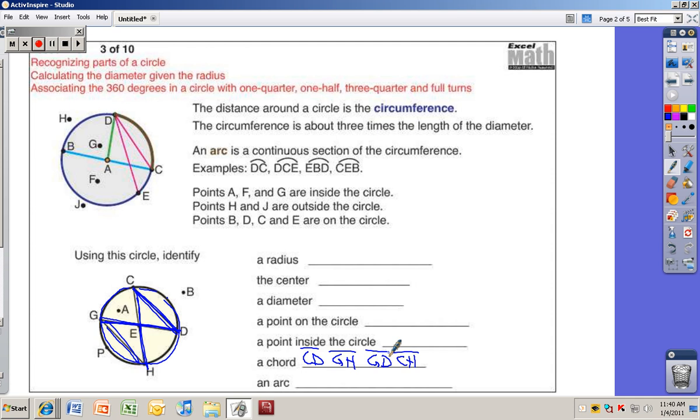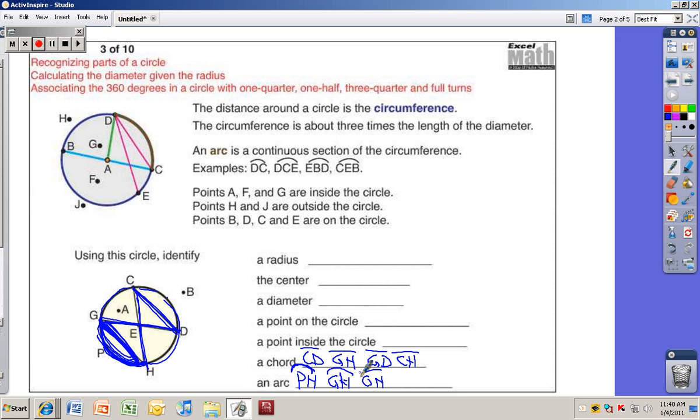How about an arc? Can you name an arc? Good. From P to H is an arc. And you have to put this symbol over the top to show that it's an arc. Otherwise, you could name GH as a chord, but if you have a curve over the top of GH, you're talking about the arc GH. If you have a straight line over GH, you're talking about the chord for GH.